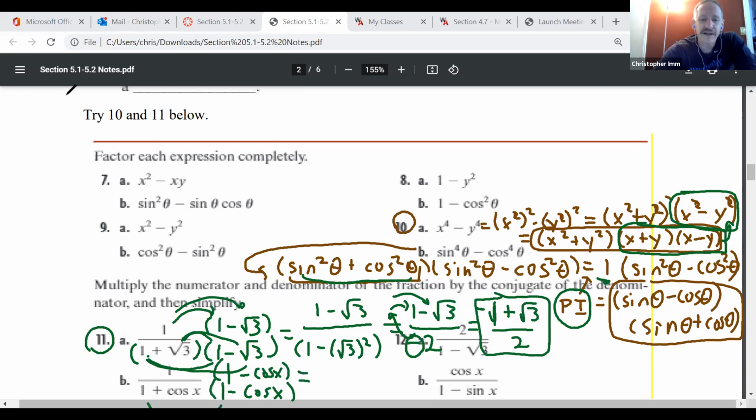So I should get 1 times 1, minus cosine plus cosine, so those subtract out. And then I have minus cosine squared. So I have 1 minus cosine x in the numerator and 1 minus cosine squared in the denominator.